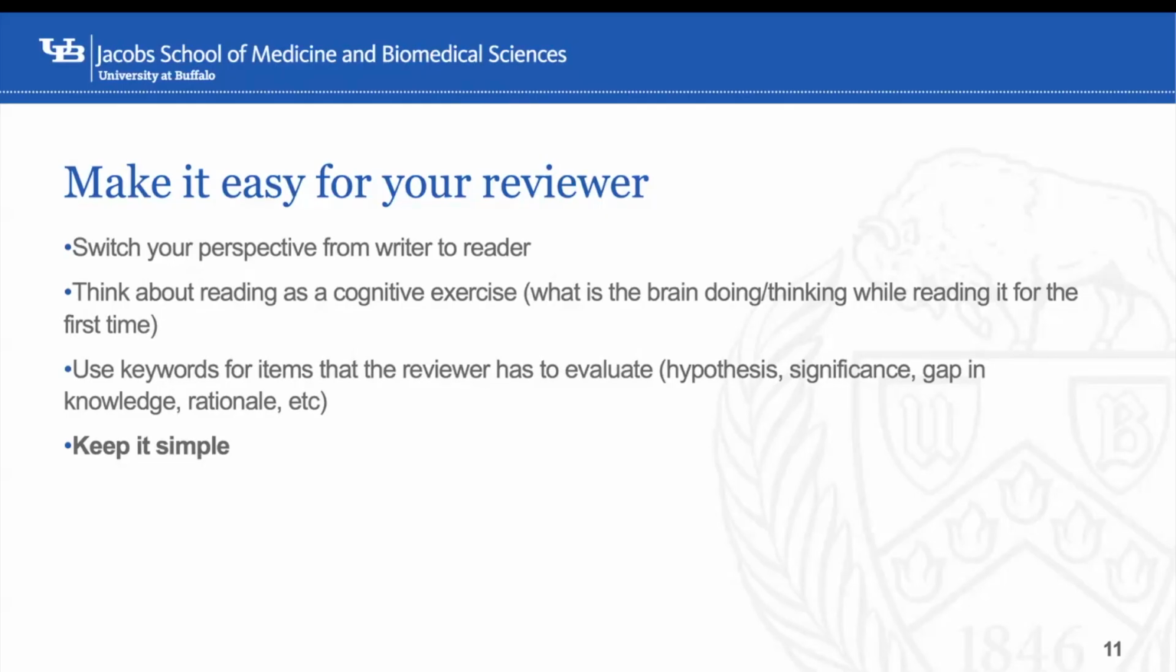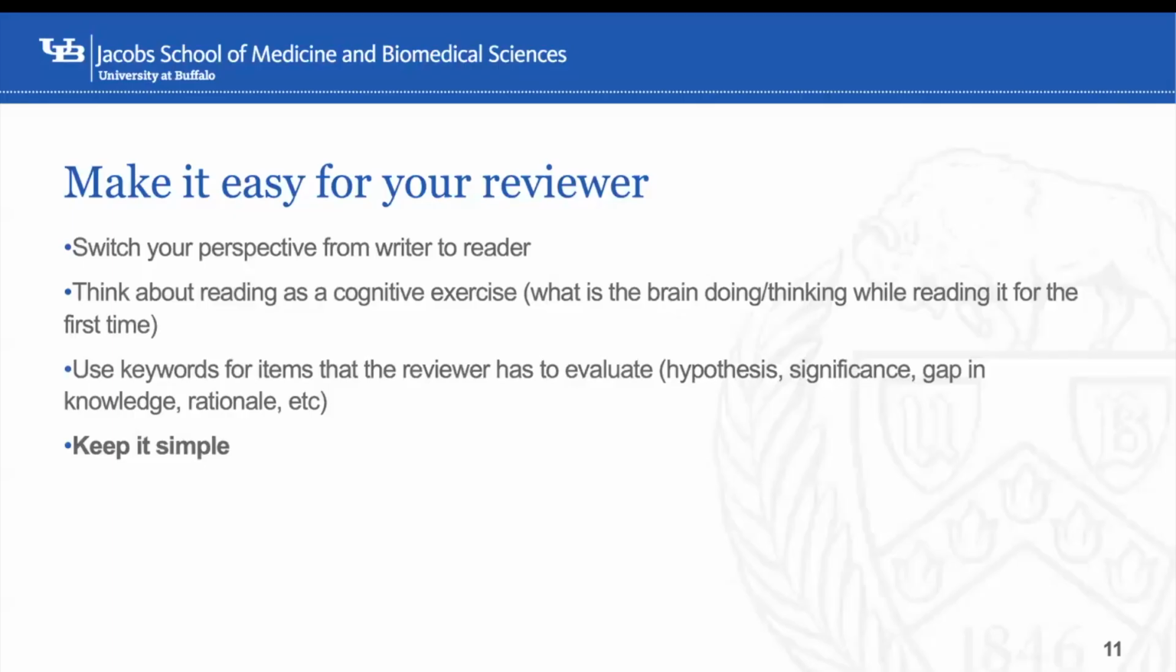Think about reading as a cognitive exercise. What is the brain doing, thinking while they're reading for the first time? And the first time is really critical, because many times they're going to read it only once, right? And if I have to reread something to understand what it is, that's making me work more than probably I want to when I have 8 others to read.